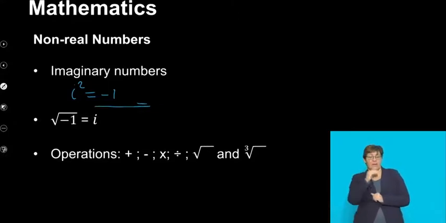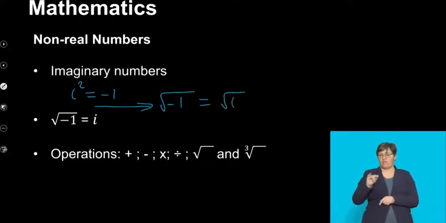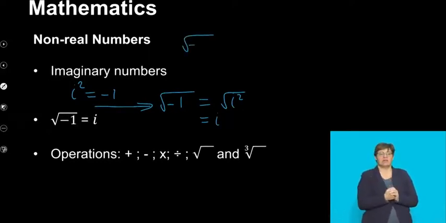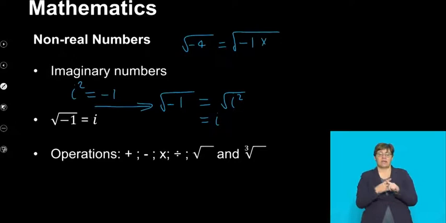So meaning, if I have the square root of -1, this will be the same as the square root of i squared, which is the same as i, right? Another example will be maybe if I have the square root of negative 4, this will be the same as the square root of negative 1 multiplied by 4.